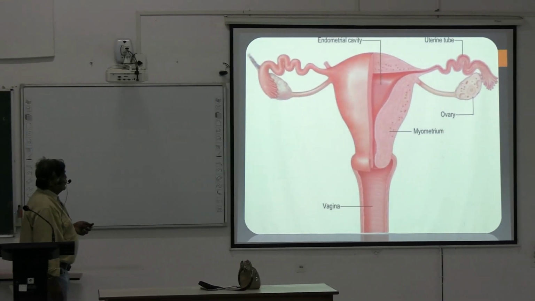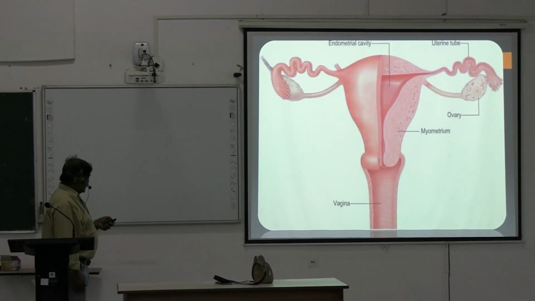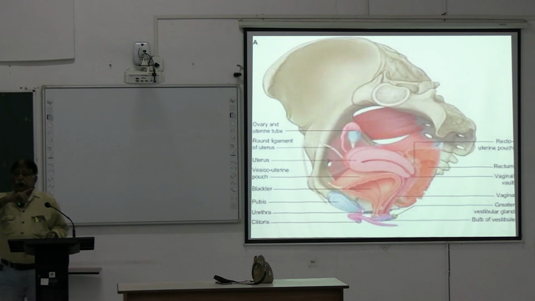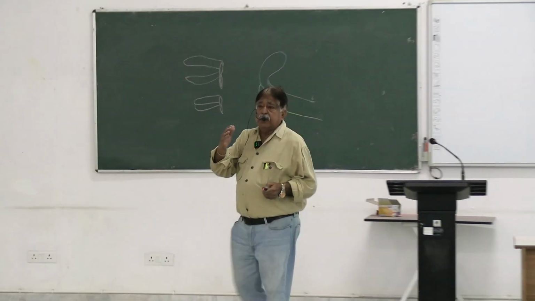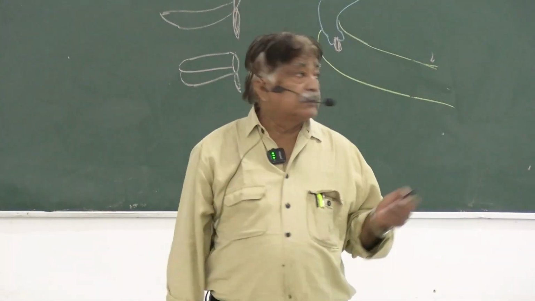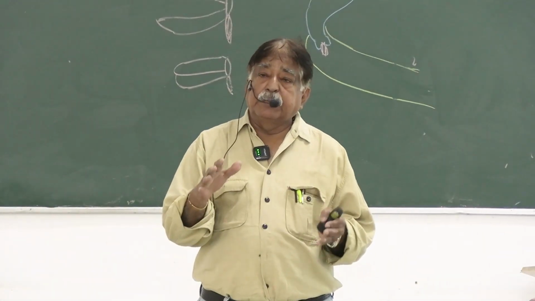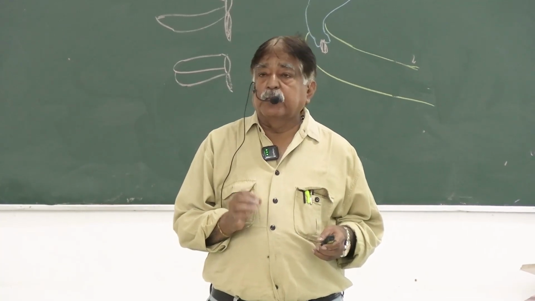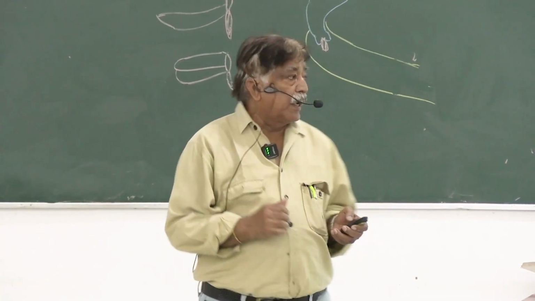Now, this is a picture of the uterus which is cut open, and you can see the vagina, myometrium, ovary, uterine tubes, endometrial cavity. This is the sagittal section. In our dissection hall, you have a beautiful picture of the dead body specimen prepared by Dr. Shapun Bhattacharya. Okay.